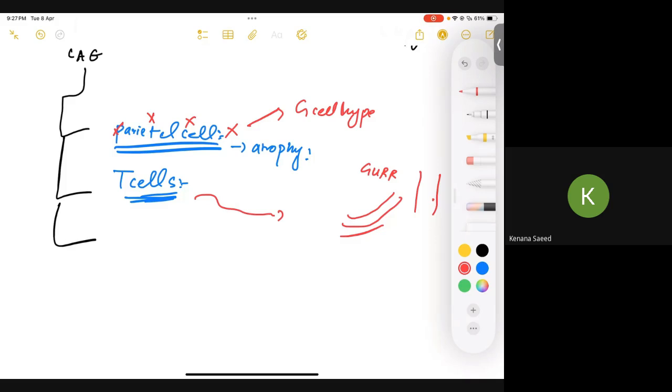Now, if we have, let's suppose, a chronic condition, now we have intestinal metaplasia. So the cancer which we are going to see here in this case is going to be adenocarcinoma, right? Adenocarcinoma intestinal type. Is that clear? So this was all about chronic autoimmune gastritis.